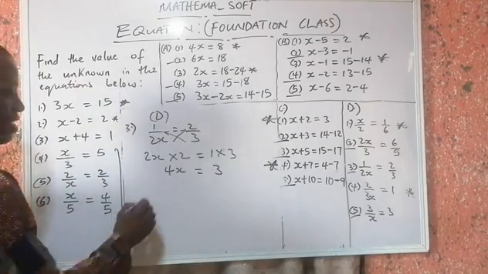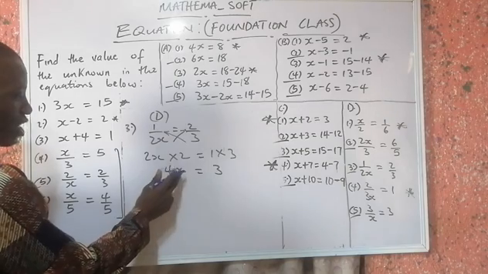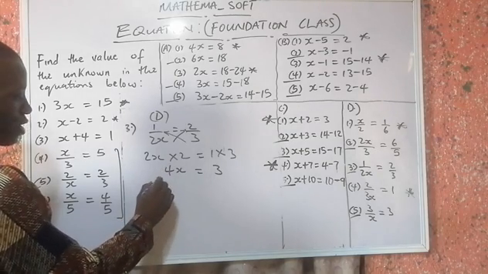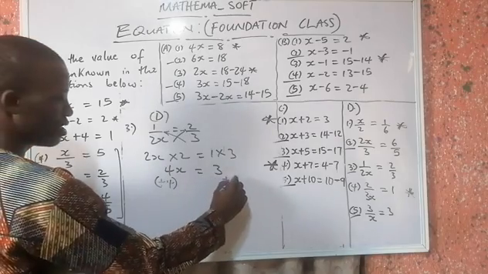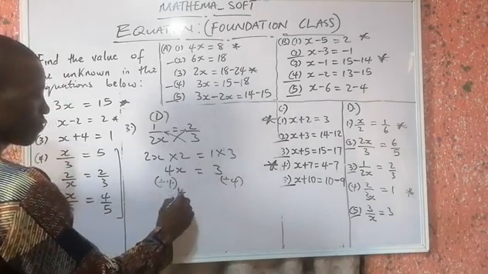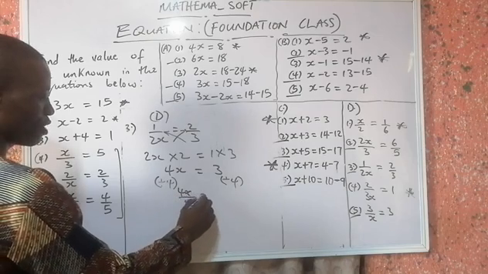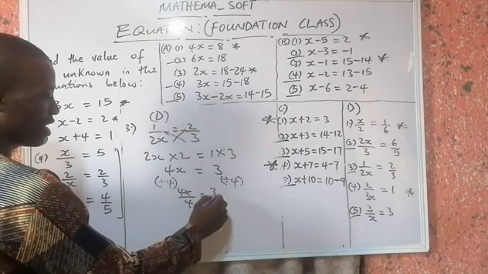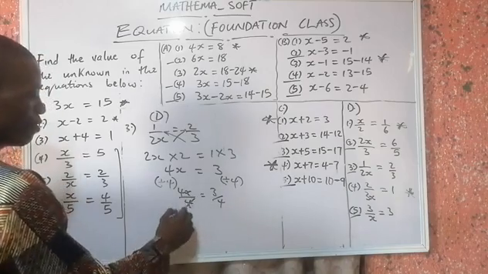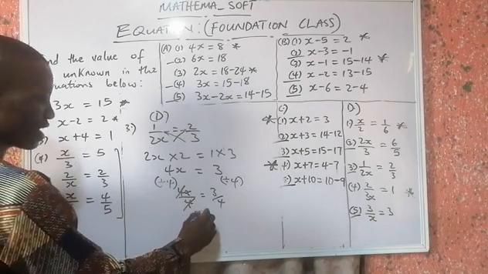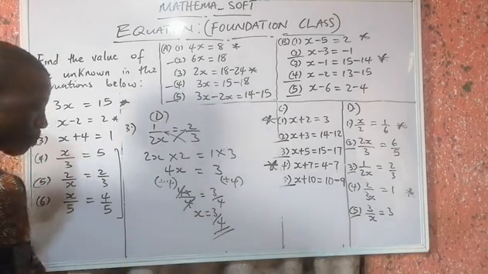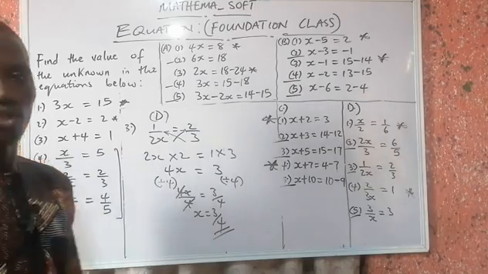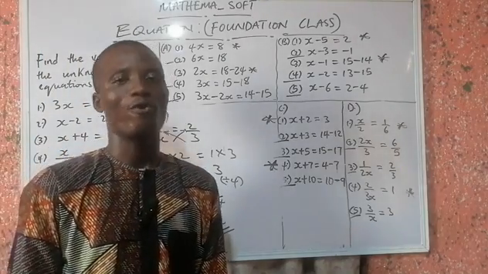Okay, and then removing this 4, because it is joined to this x through multiplication, I'm going to remove it using division. So that will be 4x over 4 equals 3 divided by 4. 4 cancels 4, x equals 3 over 4. This is a proper fraction, so the answer will be 3 over 4.